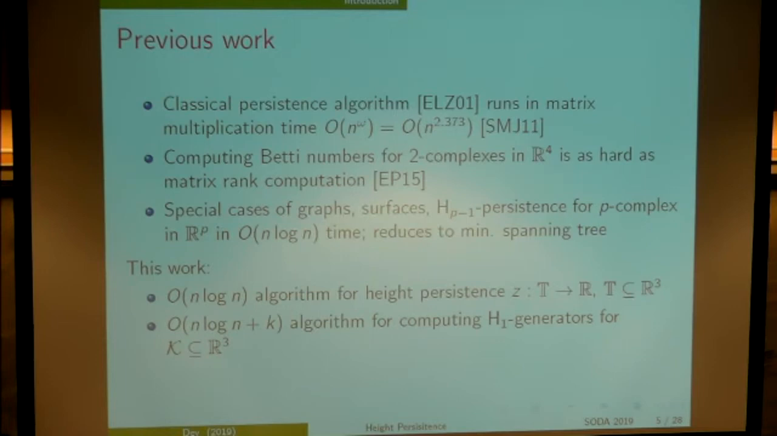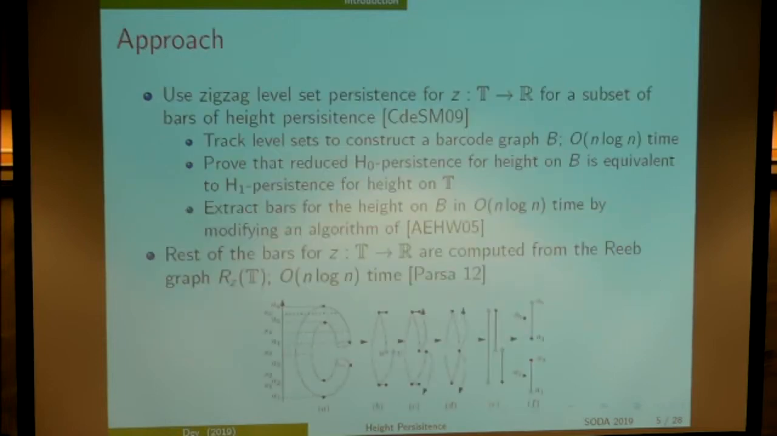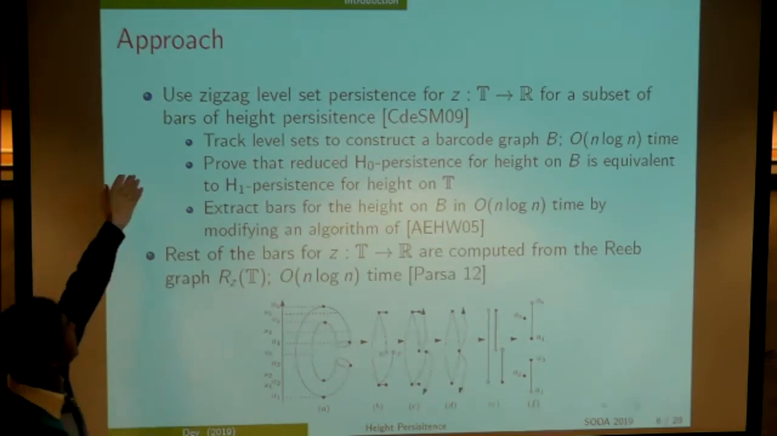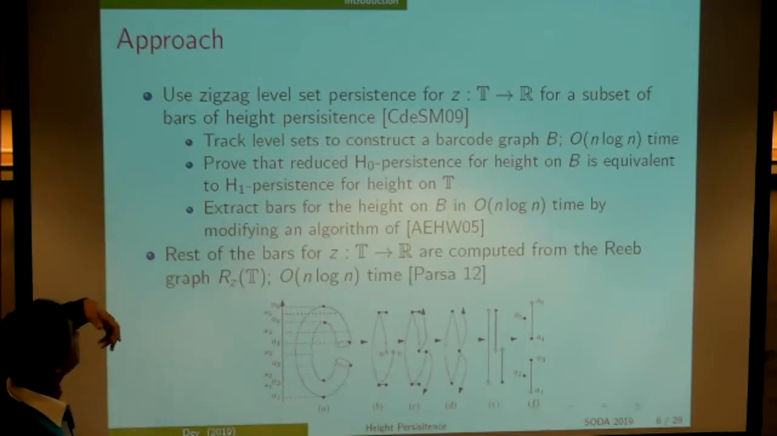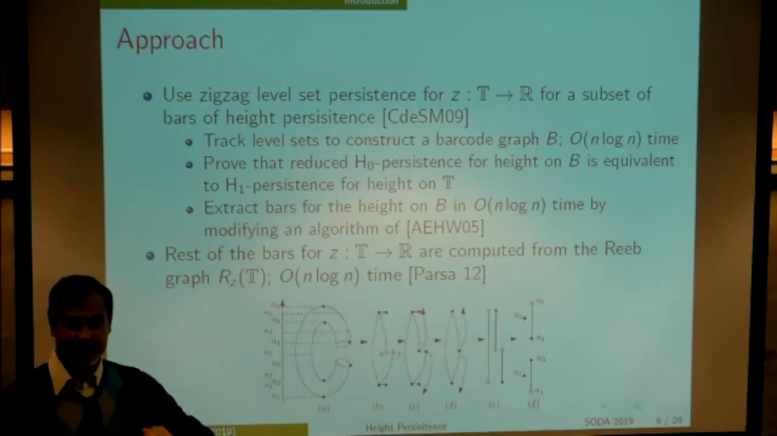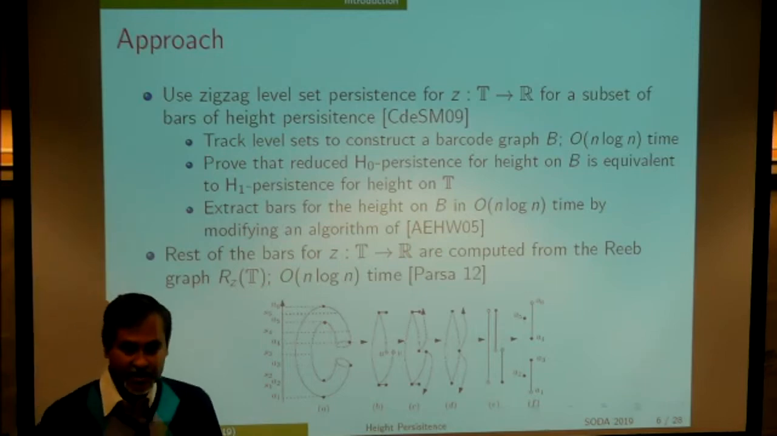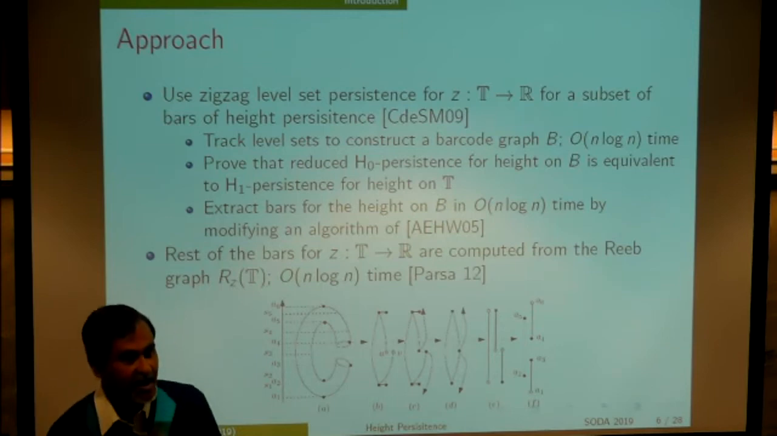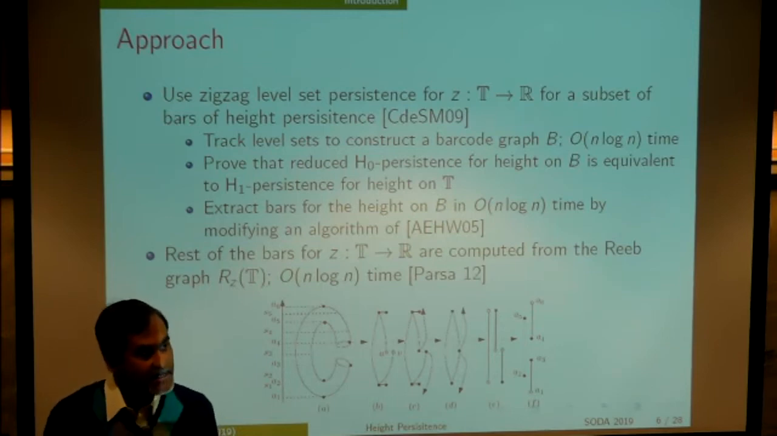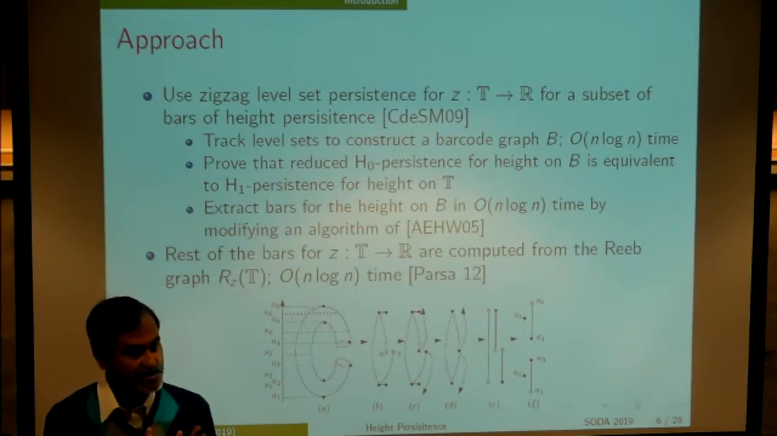All right. So what is the approach? The approach is I use the zigzag level set persistence and relate it to the standard persistence. I am going to tell you about zigzag level set persistence in a moment. So the main approach is the following. I'm going to track the level sets. Level set persistence looks at the level sets rather than the sub-level sets, and their interactions with the interval sets between the level sets. That's what zigzag persistence does.